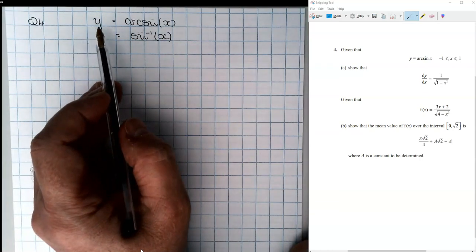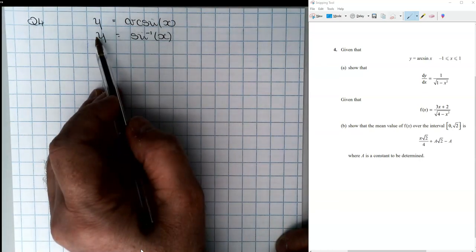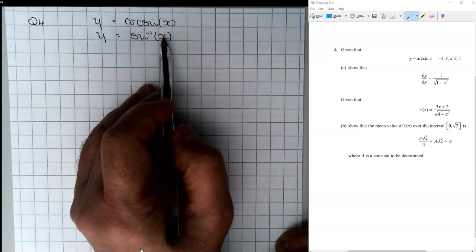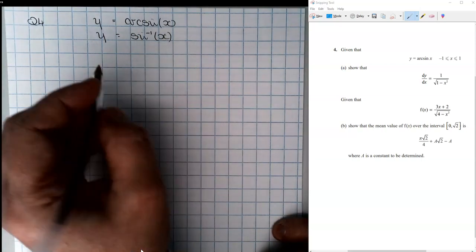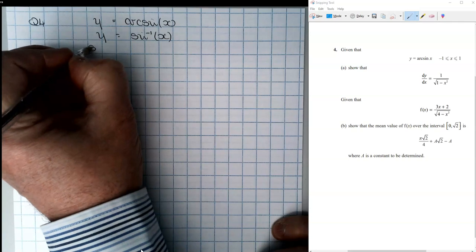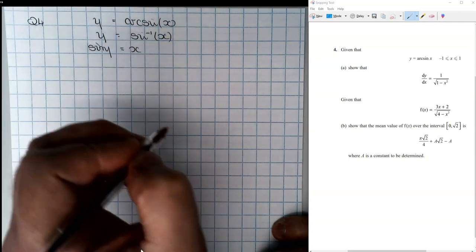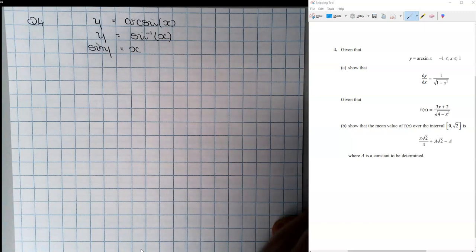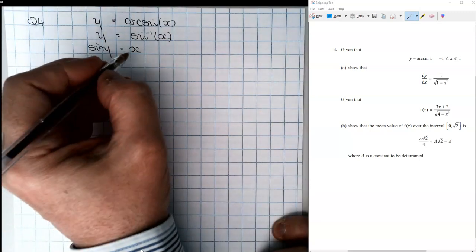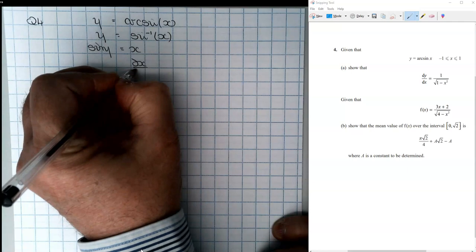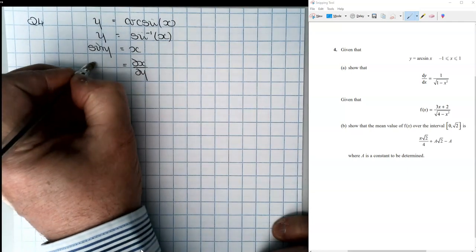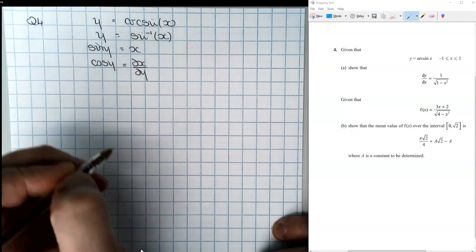Okay, we're given in the question that y is the arc sine of x. So in other words, y is the inverse sine of x, and we're asked to differentiate it. First step, take the sine of both sides. So sine y equals x. We're then going to differentiate both sides. So dx by dy, the differential of sine is cos y.